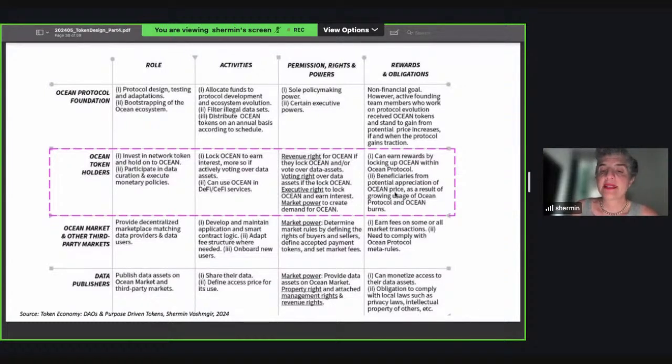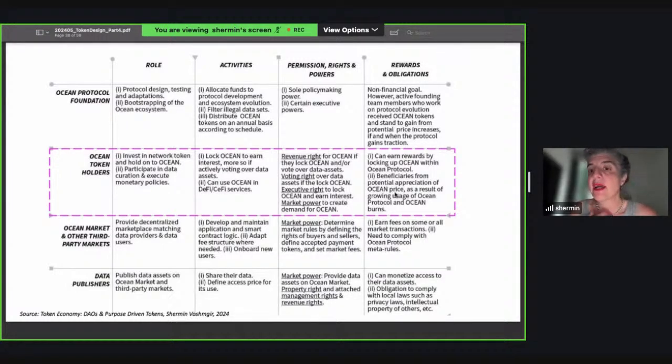We will look at the details later. Executive rights, in the sense that if you lock your Ocean, you can also earn interest. And why is it an executive right? Because interest rate policy is a fiscal policy of the network, and that is executed decentrally via the Ocean token holders who want to participate in it or not. And obviously, they also have market power; they create demand for Ocean by buying Ocean and selling Ocean.